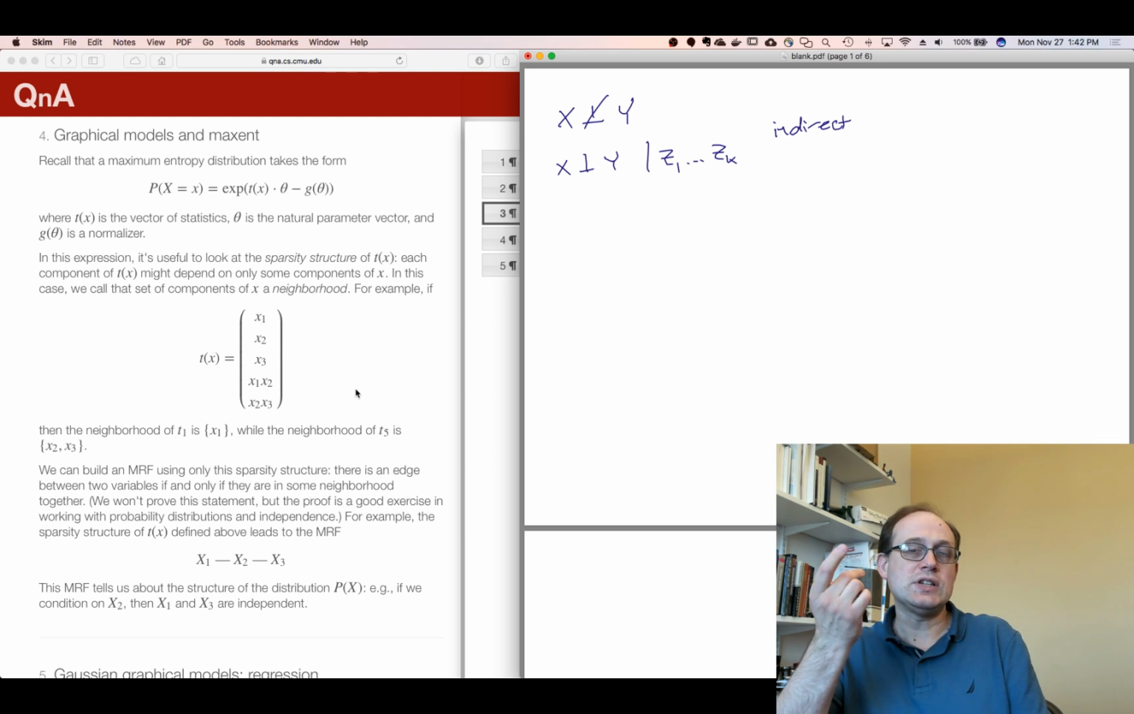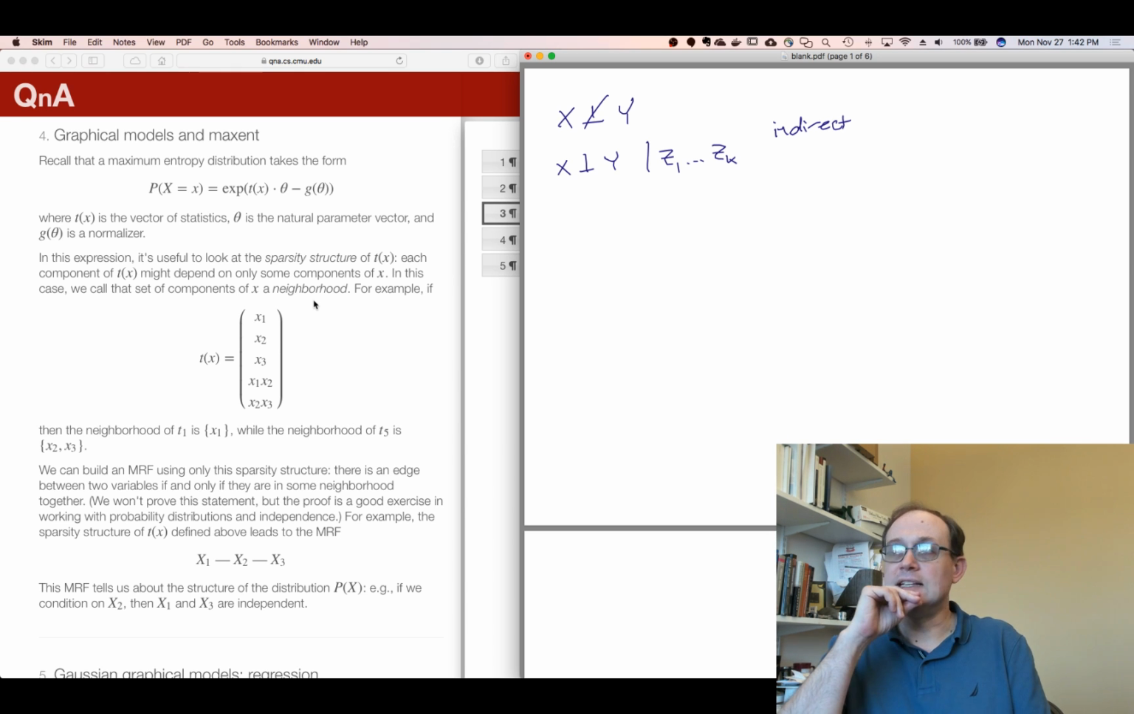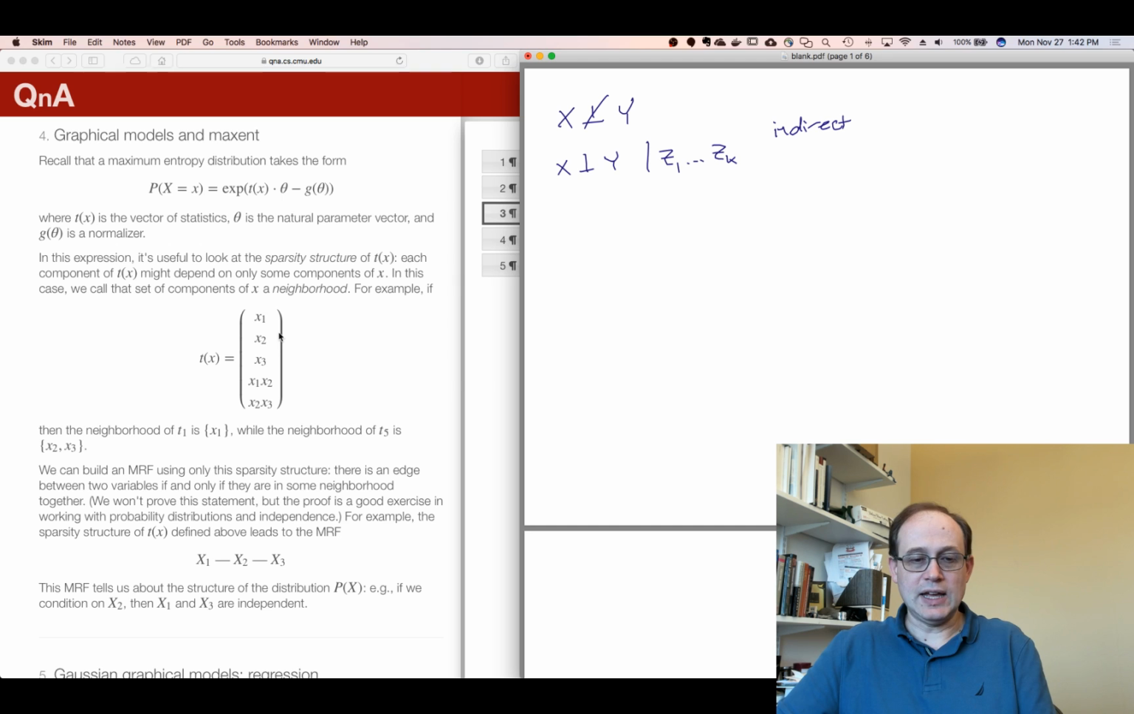So we can draw that graph, and it illustrates this sparsity structure of the maximum entropy distribution. And a very interesting property is that this graph is in fact exactly a Markov random field. In other words, in this maximum entropy distribution, it is possible to prove that two variables interact directly if and only if they appear in the same neighborhood.